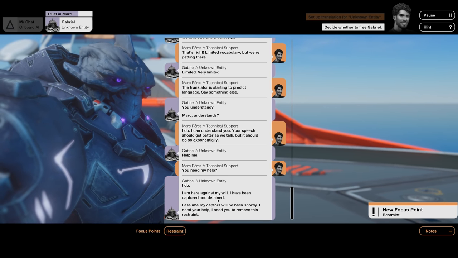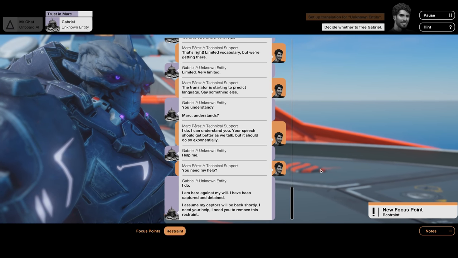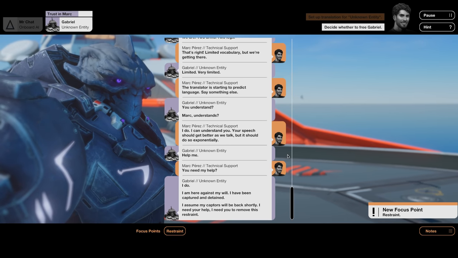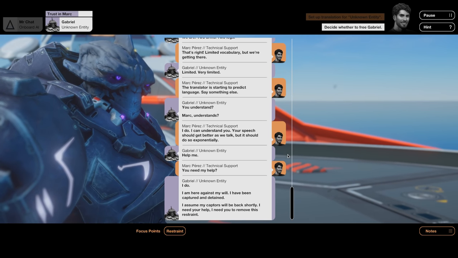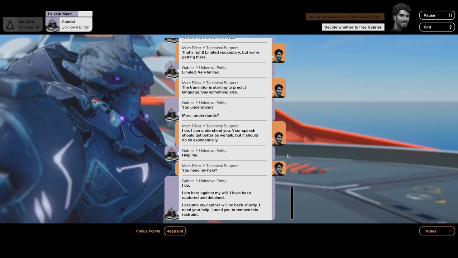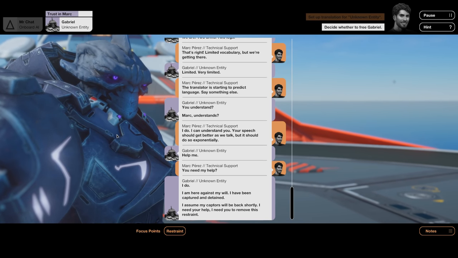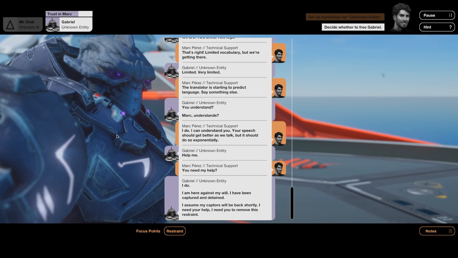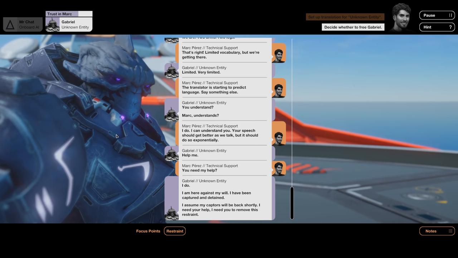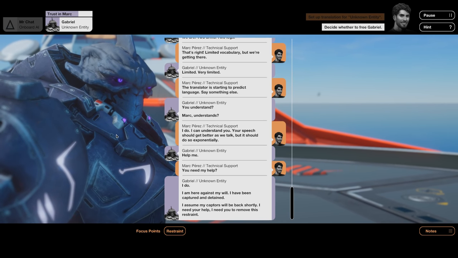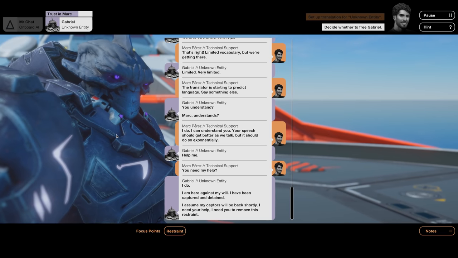I am here against my will. I have been captured and detained. I assume my captors will be back shortly. I need your help. I need you to remove this restraint. Wait, is this, captured and detained? Is that something we've done as part of the quarantine, or whatever we set up here, or is that something someone else did?